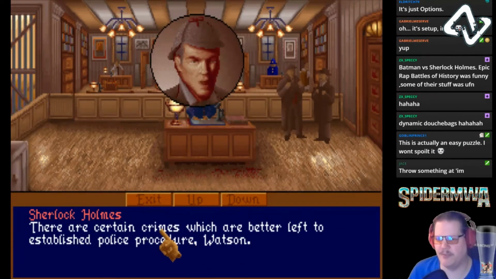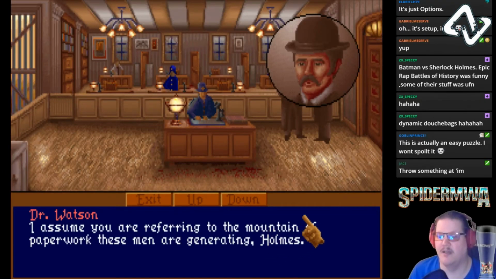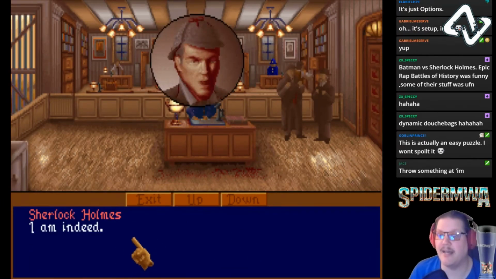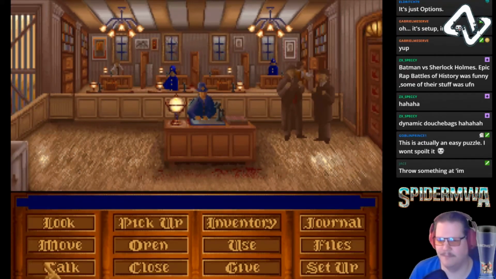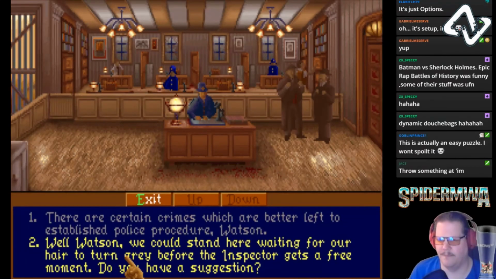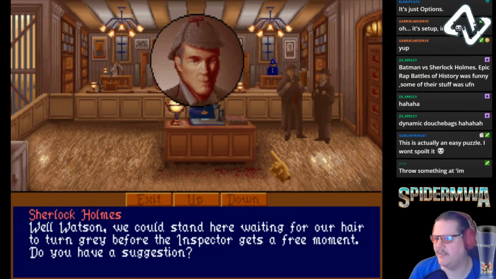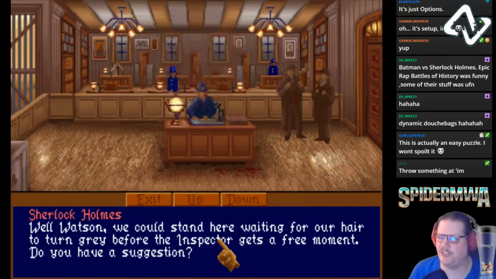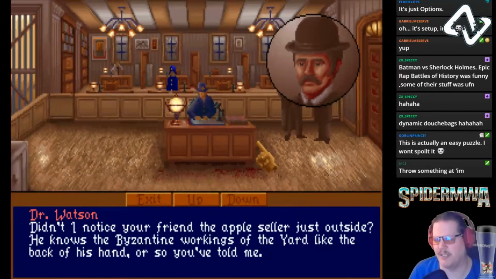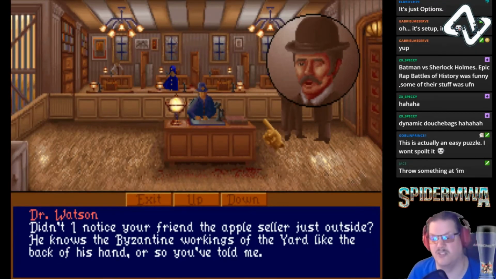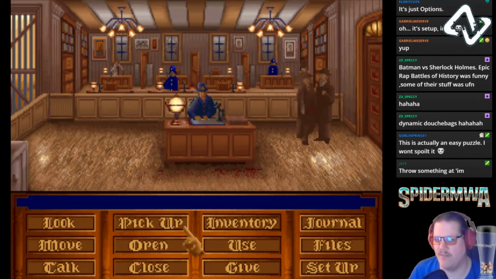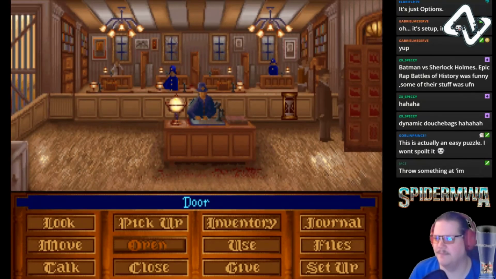There are certain crimes which are better left to established police procedure, Watson. I assume you're referring to the mountain of paperwork these men are generating, Holmes. I am indeed. Well, Watson, we could stand here waiting for our hair to turn grey before the inspector gets a free moment. Do you have a suggestion? Didn't I notice your friend, the apple seller, just outside? He knows the Byzantine workings of the yard like the back of his hand. So you told me. Thank you, Watson. That's a good idea.